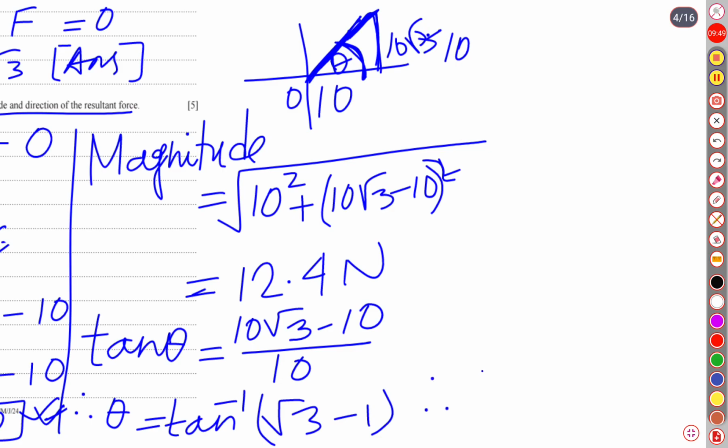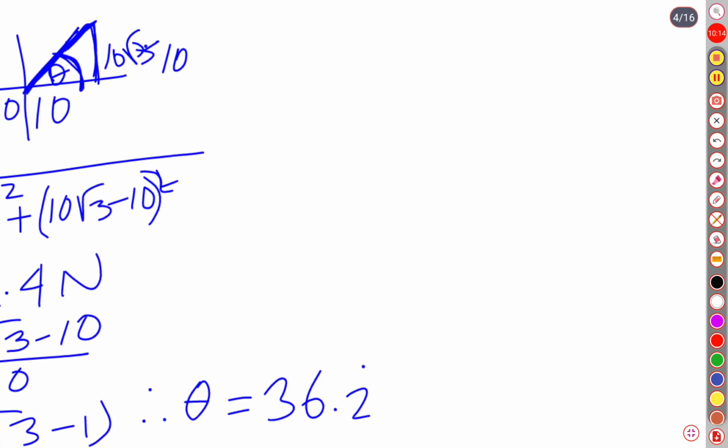Hence our theta is equal to, let me use the calculator, tan inverse of square root over 3 minus 1. It's 36.1 something. Okay, 36.2 degree. So this is what the direction is. Now how to write this? How will we write the whole answer? Let me write the answer.